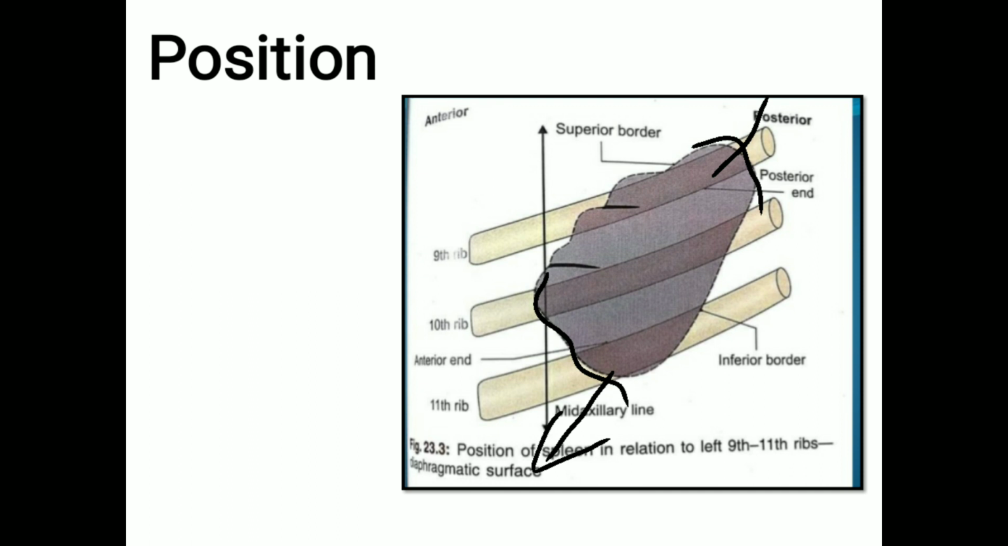It is convex, you can see this way, the convex diaphragmatic surface, which is related to the diaphragm, and you can see it is related to the 9th, 10th and 11th ribs. So the diaphragmatic surface is convex and related to the 9th, 10th and 11th ribs.